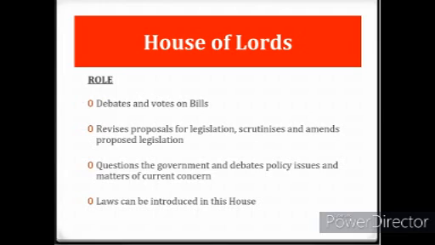The House of Lords also revises proposals for legislation. It scrutinises them, so it looks really carefully at them, and it can amend any proposed legislation. It also questions the government, and it debates policy issues and matters of current concern. You may well remember its recent debate on the coronavirus. And even laws can be introduced in this House.